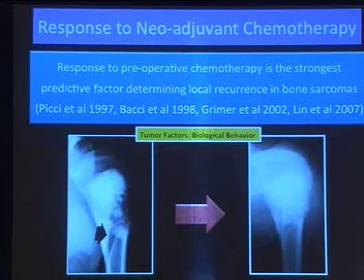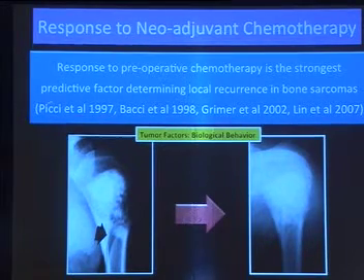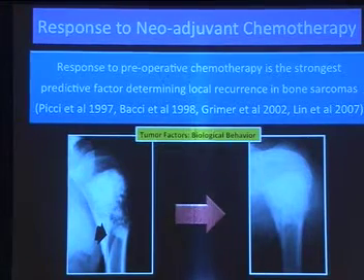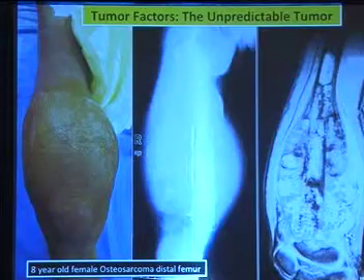Response to preoperative chemotherapy is the strongest predictive factor determining local recurrence in bone sarcoma. This has been established in all these studies through the 90s by Pichi, by Bachi, Grimer, and Lin et al. So this is an important fact that if the neoadjuvant chemotherapy has not worked, probably there's a high chance of local recurrence. And of course, whenever there is a patient who is undergoing neoadjuvant chemotherapy, try to see the response to it. For example, in this fracture of sarcoma, the fracture is healed under neoadjuvant chemotherapy.